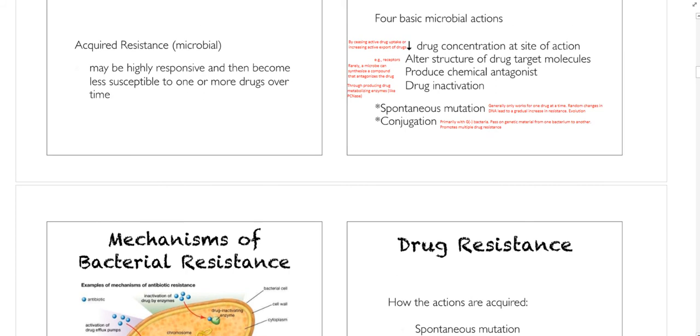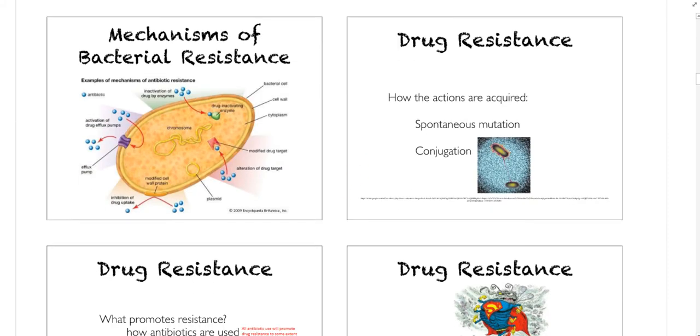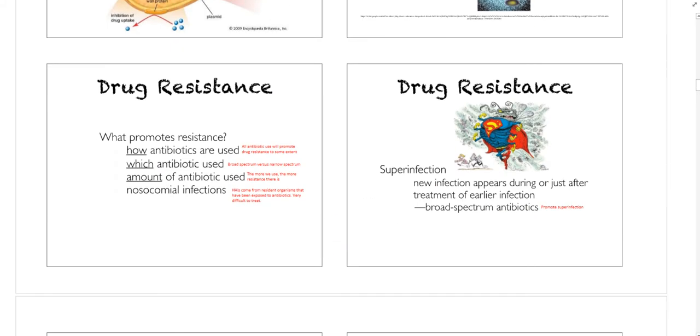So that happens much more quickly. As one bacteria develops resistance to an antibiotic, it can pass it on to nearby bacteria at a very rapid rate compared to spontaneous mutation. And suddenly now you've got a whole bunch of bacteria that are resistant to what you thought was a perfect or a great antibiotic.